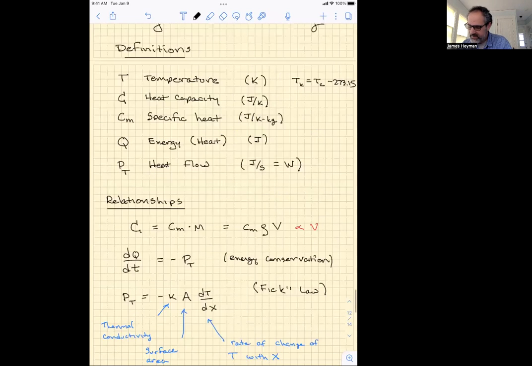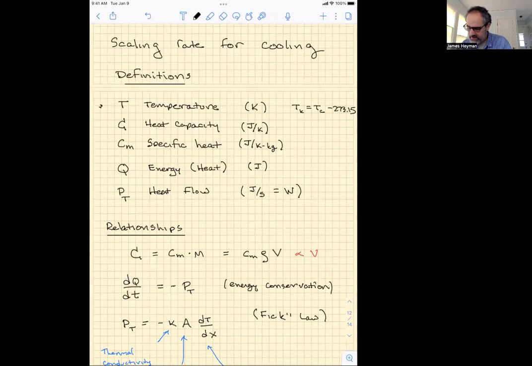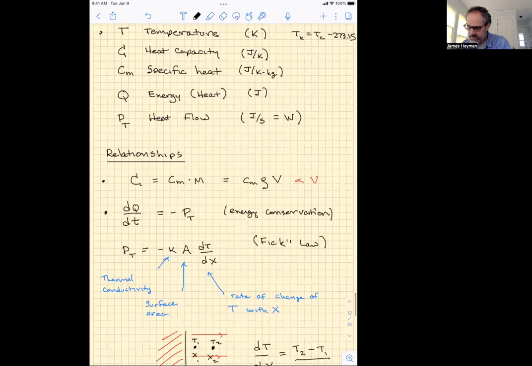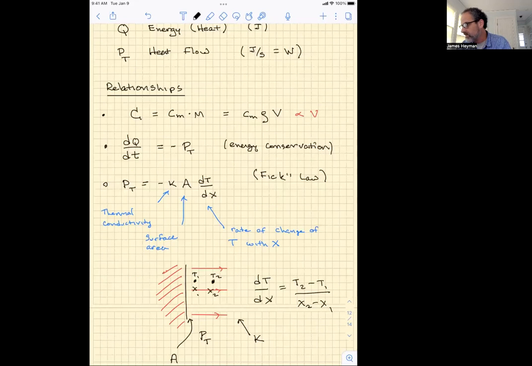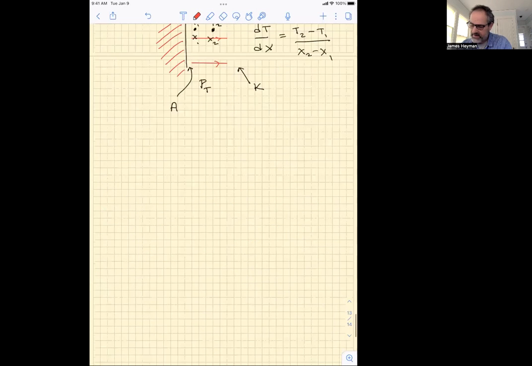So we have these definitions. They're all pretty straightforward. We have these relationships, two of which are straightforward, and then the last one is probably a little bit of a stretch. Luckily, for the cooling problem, we don't need to look too hard at these relationships. We only need to remember that the heat capacity is proportional to volume, and note that this third law says that the heat flow, P_T, is proportional to area.